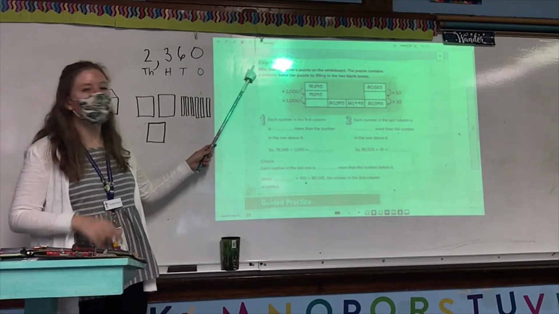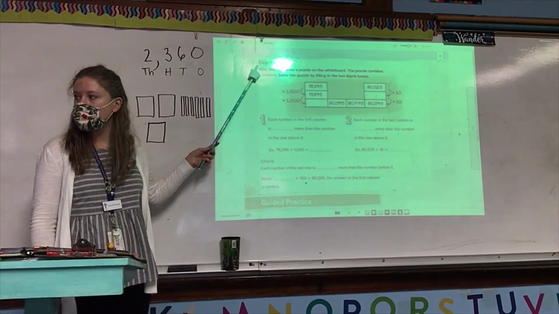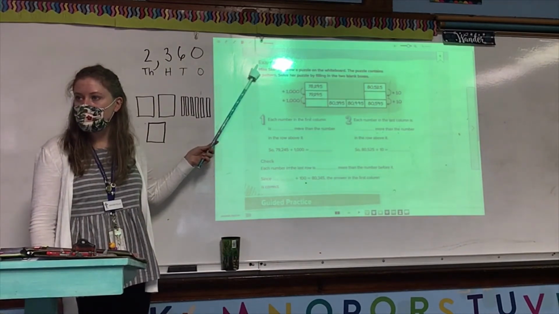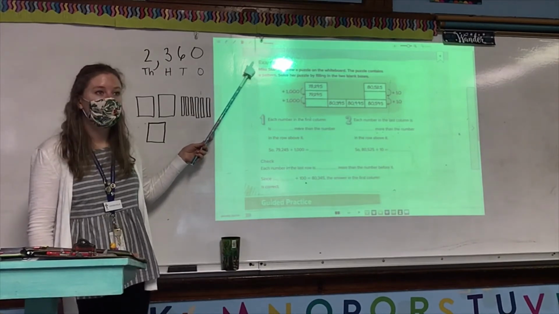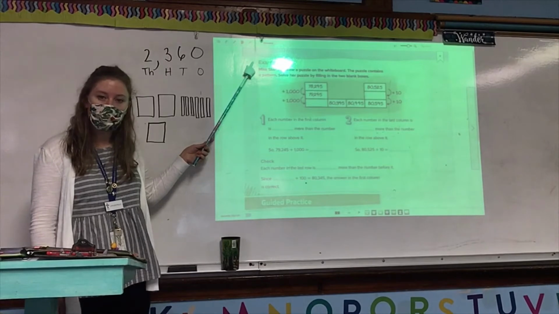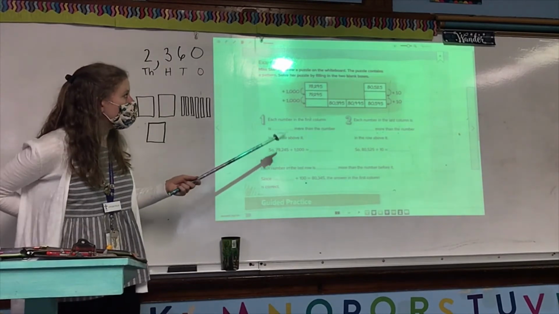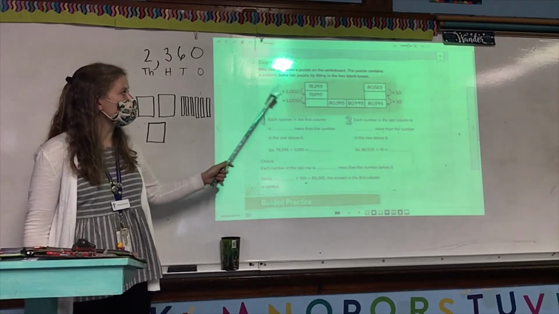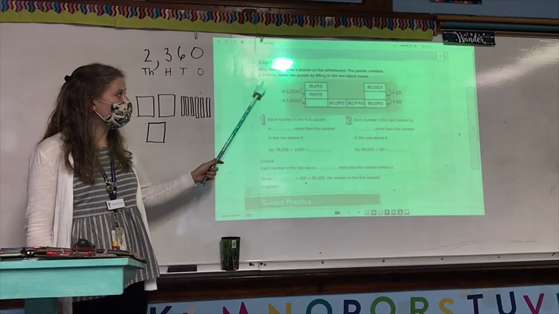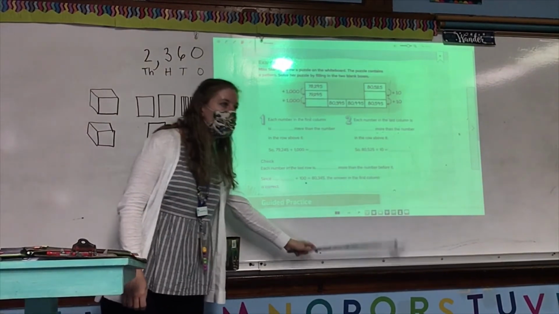Okay, everybody, finger or pencil on example 2. Read in your head while I read out loud. Miss Starcher drew a puzzle on the whiteboard. The puzzle contains a pattern. Solve her puzzle by filling in the 2 blank boxes. So this one we can follow the steps.